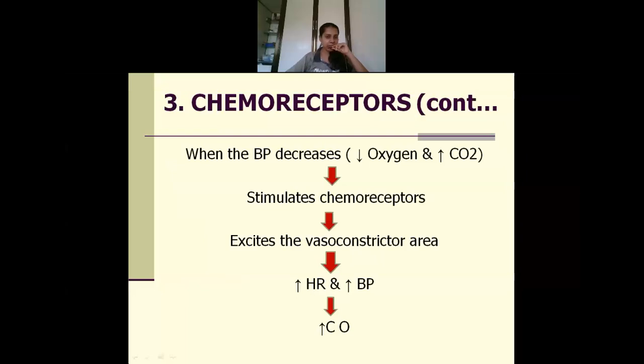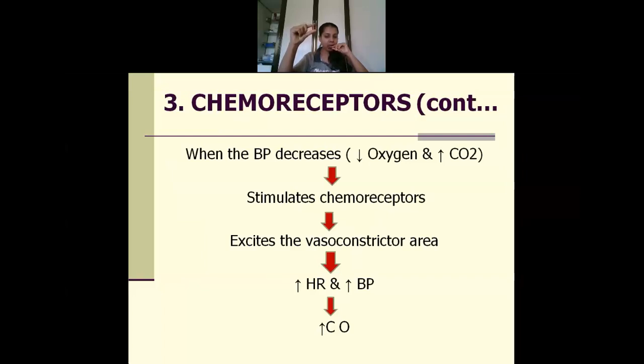So what will happen is the chemoreceptors, whenever there is any problem with the BP, that is whenever there is low oxygen in the blood, it will stimulate your chemoreceptors, and they will excite the vasoconstrictor area. So whenever there is decrease in the BP, it is indicated to the chemoreceptors. It will be understood by chemoreceptors and they will excite the vasoconstrictor area. What will happen when the vasoconstrictor area is excited? It results in vasoconstriction.